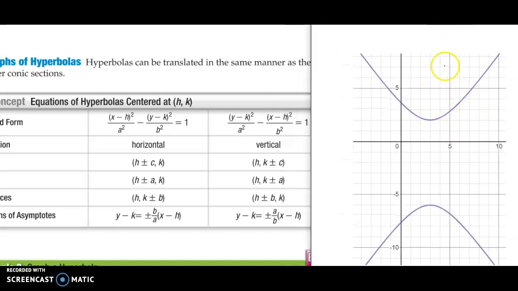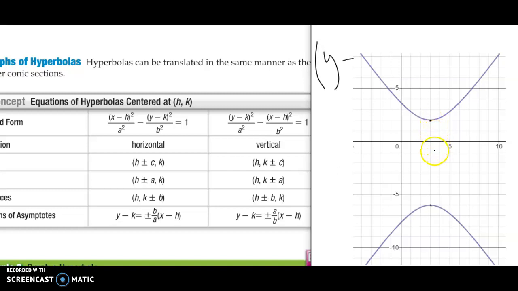So my first step is to identify: does this open up and down or does it open left and right? Since it opens up and down, it would be vertical. So I know that this is going to start as y minus my k value. I'm going to need to find the center. The vertex looks like it's here, and the other vertex should match up exactly. And then what I just kind of do is count 1, 2, 3, 4, 5, 6, 7, 8. Divide that number by 2, and that's my middle.